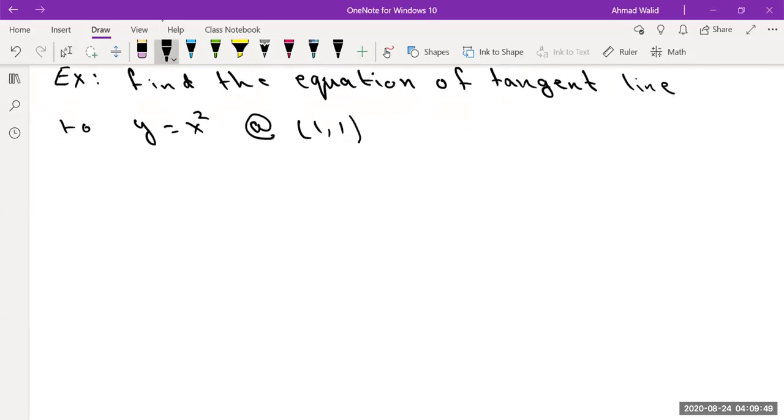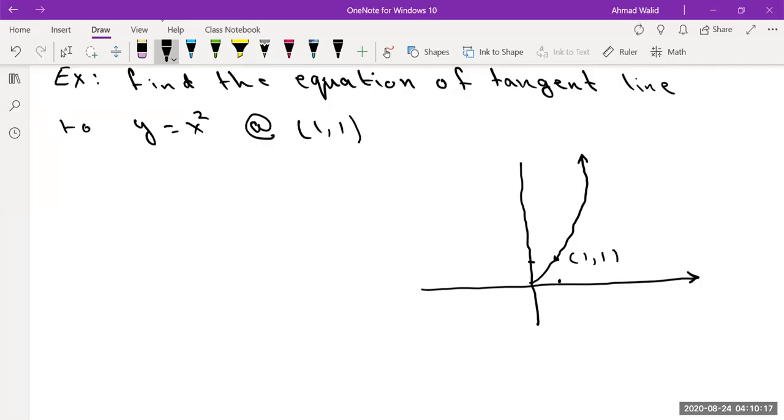y equals x squared is a parabola. Because they asked me to find the slope of the tangent line at (1, 1), I don't need to draw the other part of the graph. I only need the positive part of the graph. I will draw just one side of the graph. The other side is like this, right? It's a parabola. This point is (1, 1). This is x, this is y.